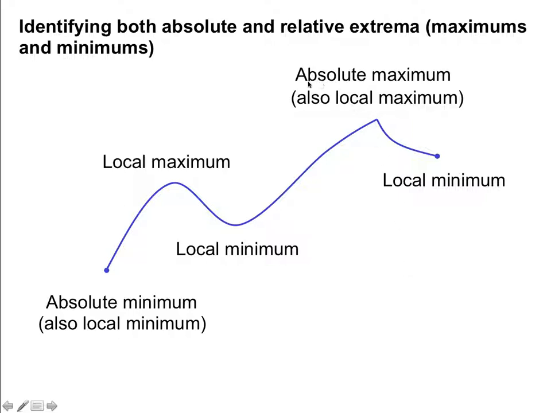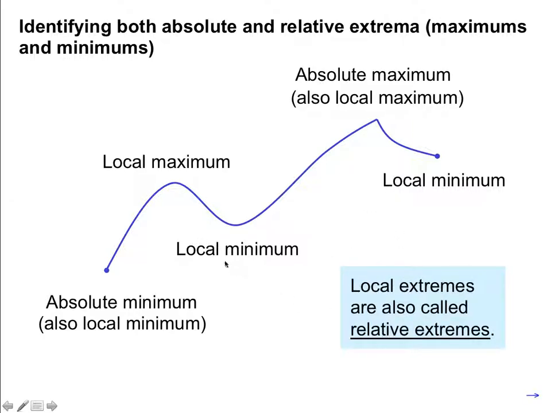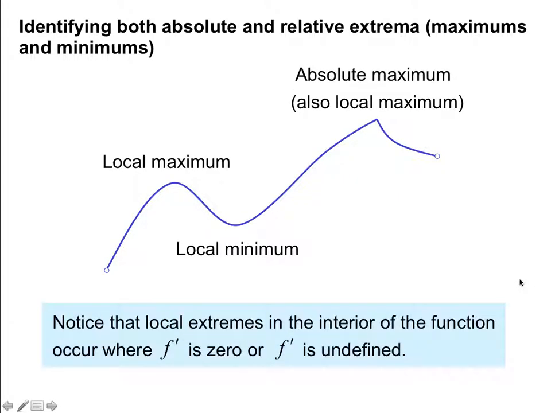Remember, absolute are also called global, so we could call this the global, or absolute, maximum. And the local maxes and the local mins are those locations, and those are also called relative. So we could call these locals relative as well, relative extrema. Notice that all the local extreme values are on the interior.